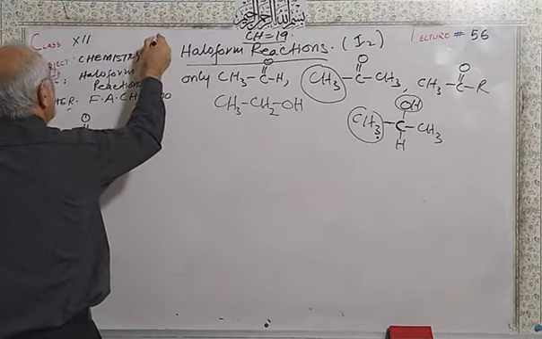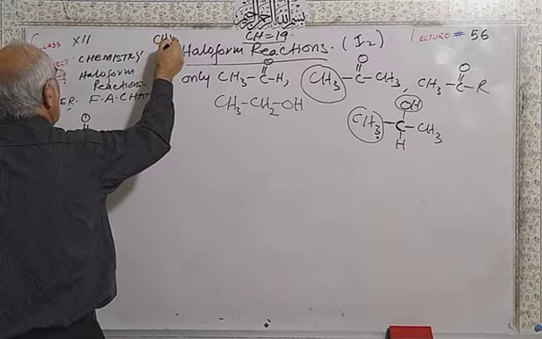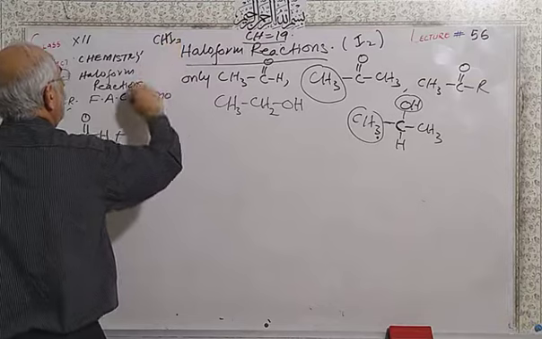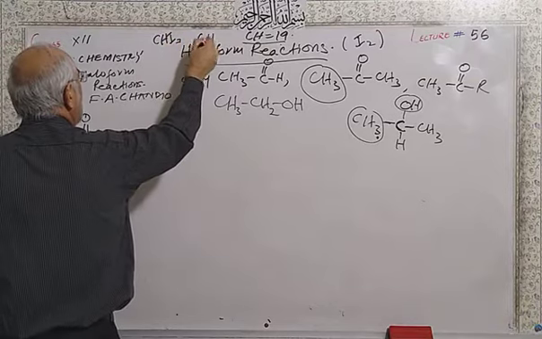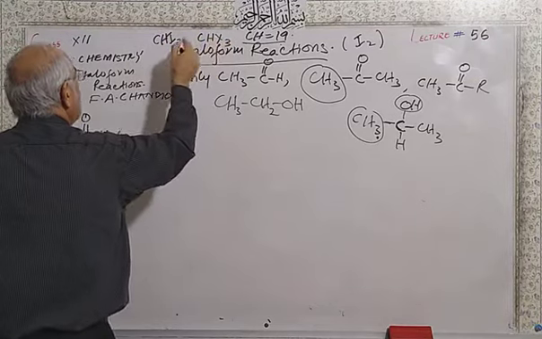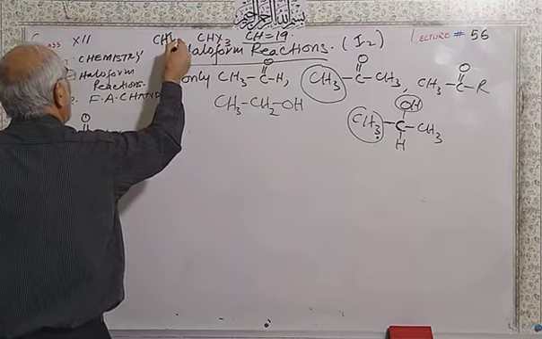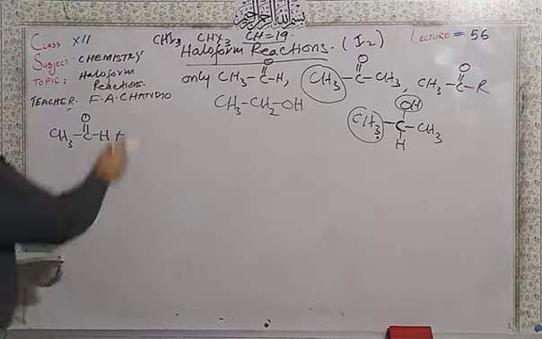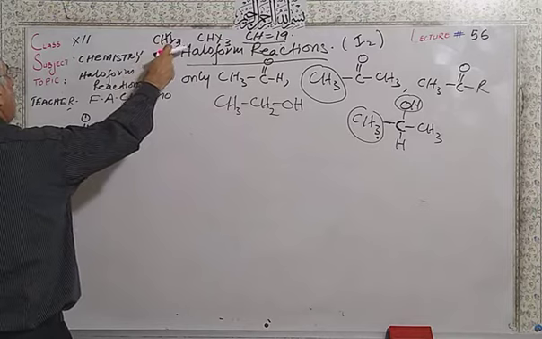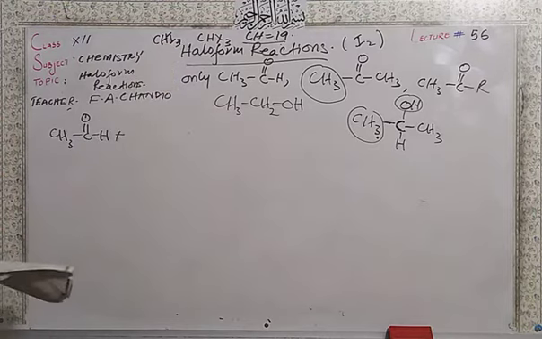Iodoform, CHI3. This is called iodoform. Haloform, CHX3, this is called a haloform. So we use this to prepare iodoform, a yellow crystalline solid.